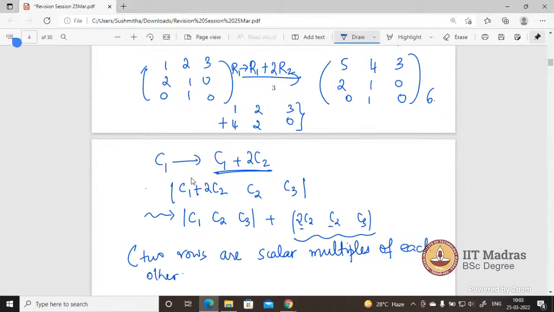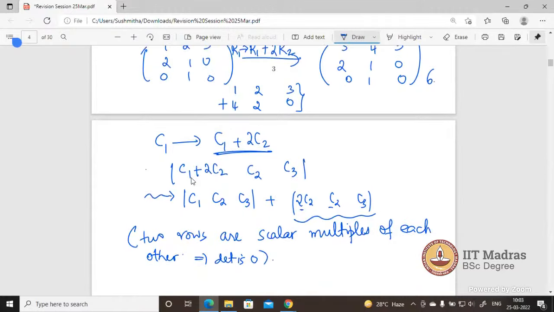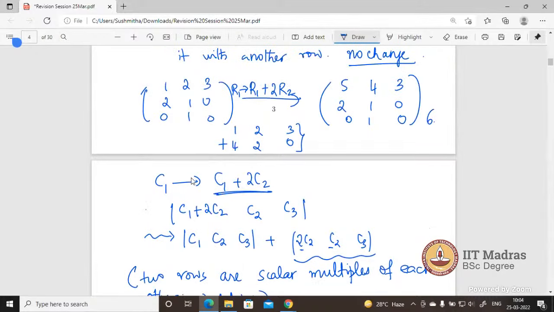Or columns implies the determinant is 0, right? If I have two rows which are scalar multiples of each other, or two columns which are scalar multiples of each other, the determinant is 0, right? I think the first example which you wrote is also good, and the first matrix has two rows as 0.